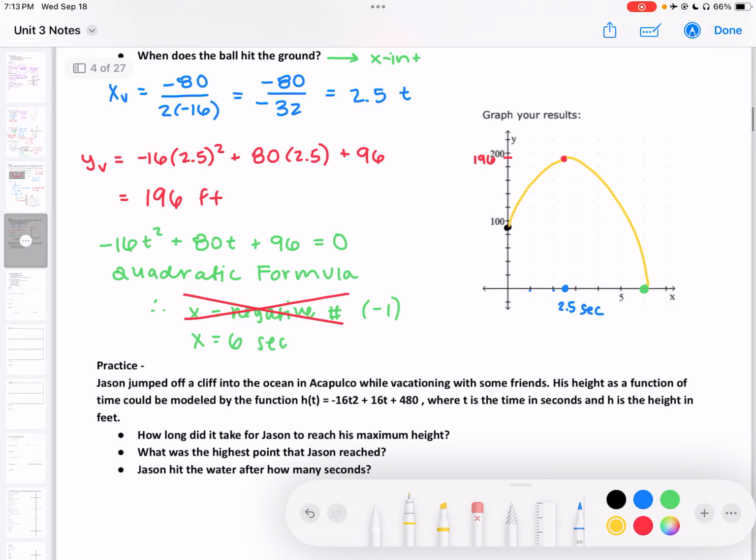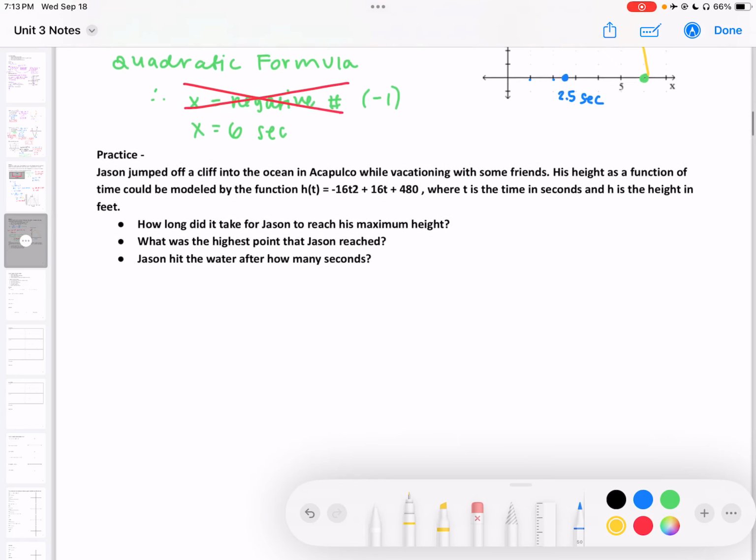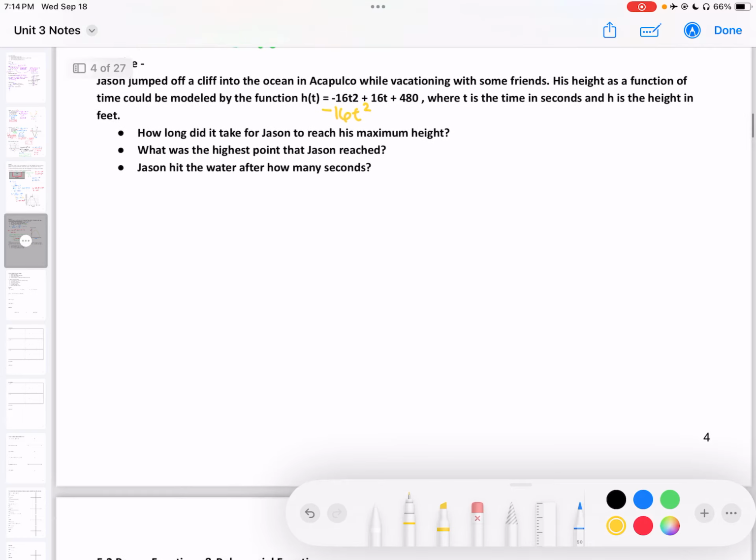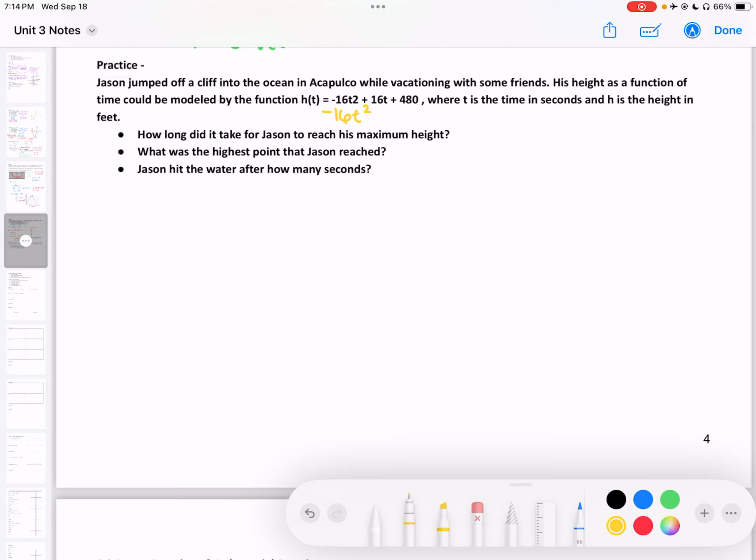The last question is similar. This should be negative 16t squared, not t2. And again, Jason is cliff jumping in Acapulco. He's having a good time. Time is in seconds, h is in feet. How long does it take for him to reach his maximum height? What is the highest point that he reaches? And when does he hit the water?